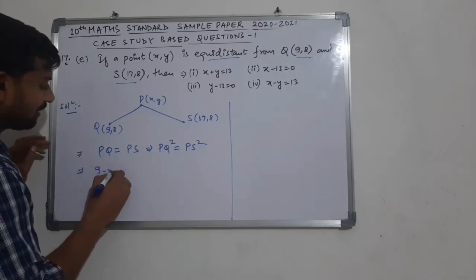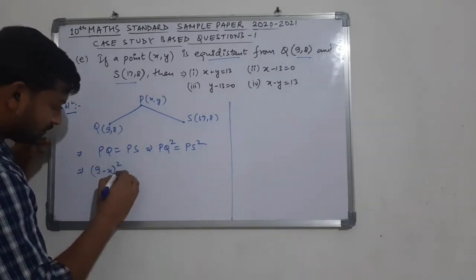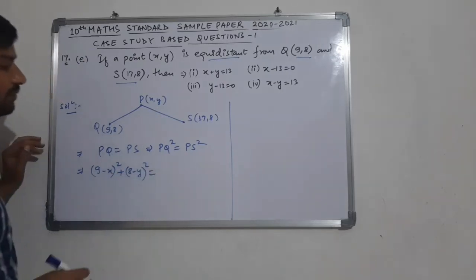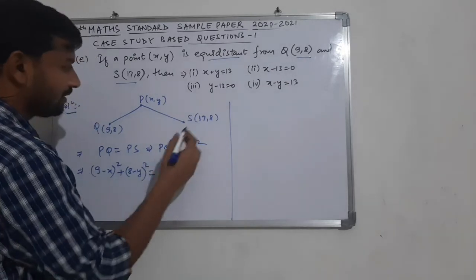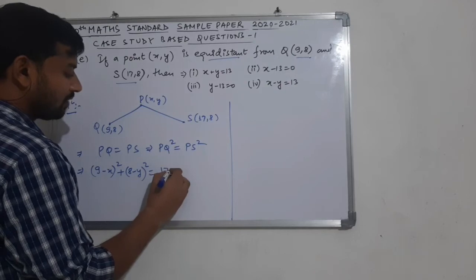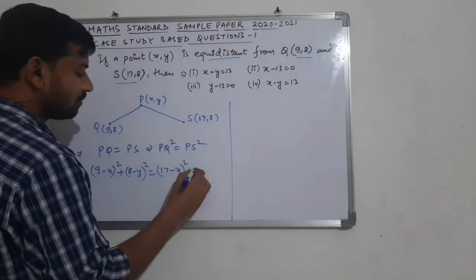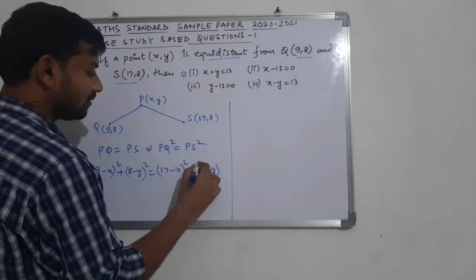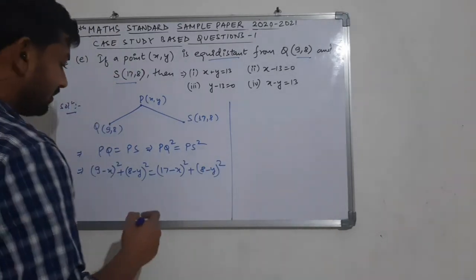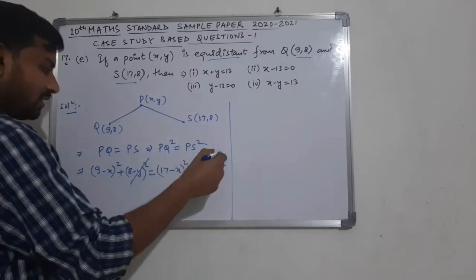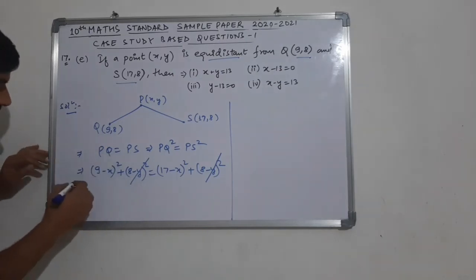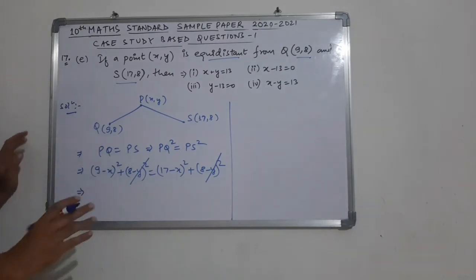So (9 minus x) whole square plus (8 minus y) whole square is equal to, if we consider PS, then the second point will be considered by S, so (17 minus x) whole square plus (8 minus y) whole square. This relation we are getting from here. Clearly, when we look at this, (8 minus y) whole square on both sides will be cancelled. So the whole equation here is coming in terms of x.